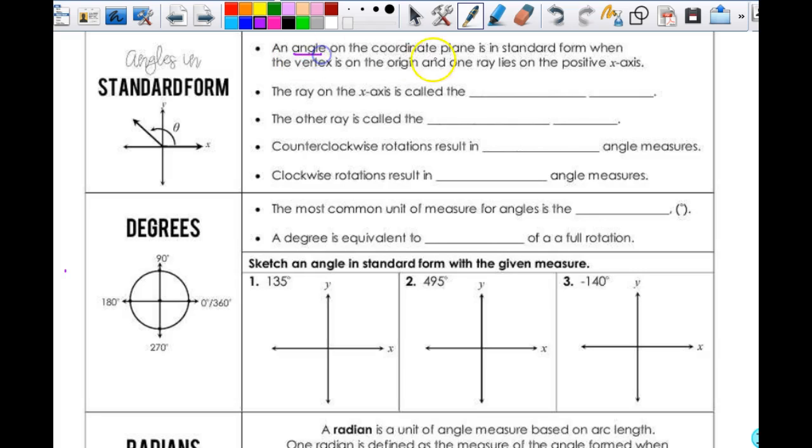So it says an angle in the coordinate plane is in standard, that should say position. I don't know how I messed that up. Standard position. When the vertex is on the origin, so there's my vertex right there, and one ray is on the positive x-axis. So my angle starts here. And then it opens up, and this is the other side of my angle. The ray that's on the x-axis is called the initial side. That's where it starts. The other ray is called the terminal side because that's where it ends.